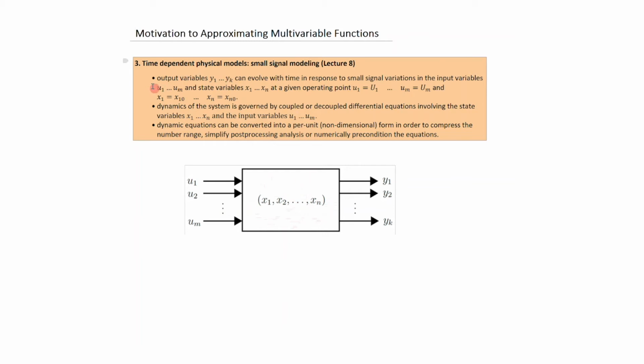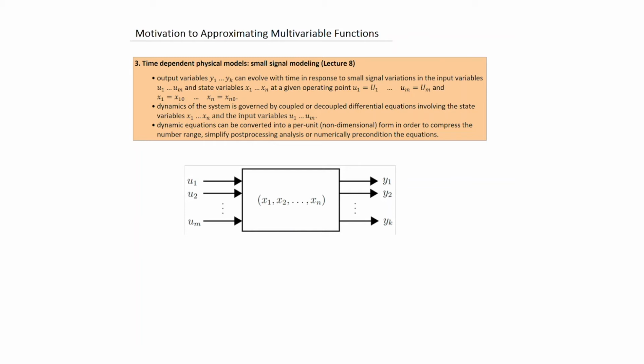So let's go here then. The output variables, y1 through yk, will evolve with time in response to small signal variations in the input variables. The input variables are u1 to um, and the state variables are x1 to xn at a given operating point. So what do we mean by operating point? We're going to run the system at a static point so that u1 is held constant all the way up to um. That means y1, y2 up to yk will take on constant values. Then what we'd like to do is figure out, if we make small changes to u1 through um, how will that impact changes occurring at y1 through yk? That's basically what we mean.